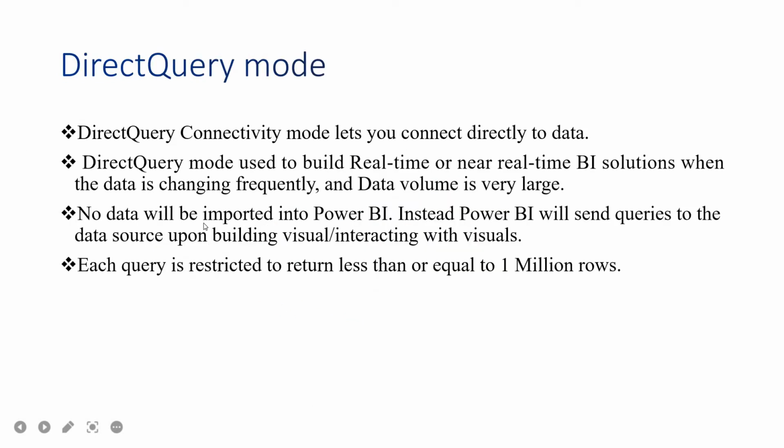And coming to direct query mode, the direct query connectivity mode lets you connect directly to the data. Direct query mode is used to build real-time or near real-time BI solutions when the data is changing frequently or the data volume is very large. No data will be imported into Power BI. Instead, Power BI will send queries to the data source upon building visuals or interacting with visuals. Each query is restricted to return less than or equal to 1 million rows.